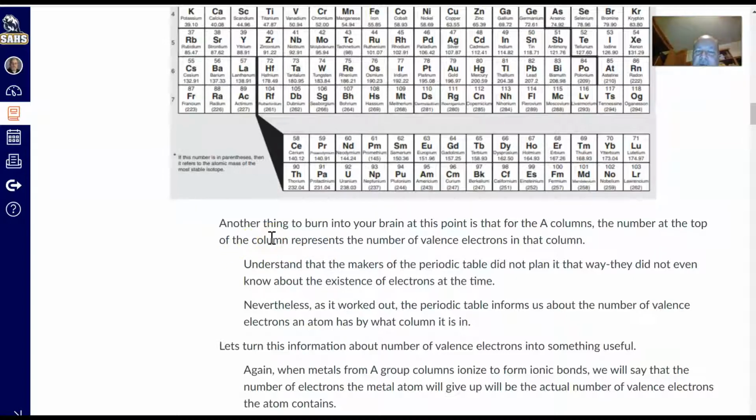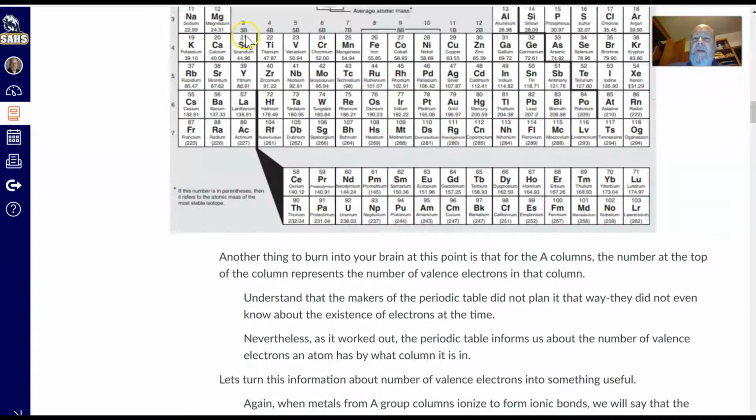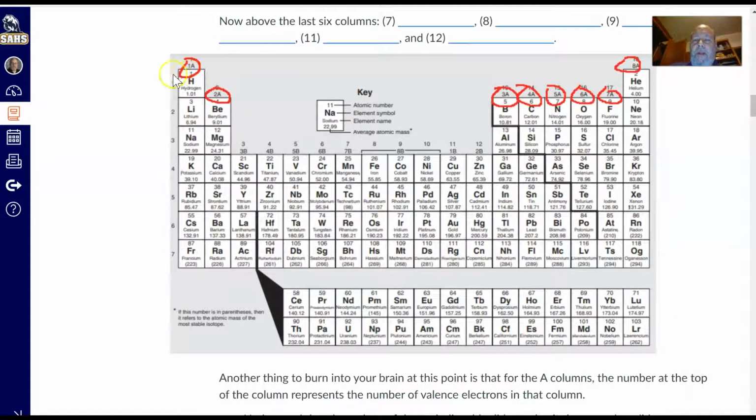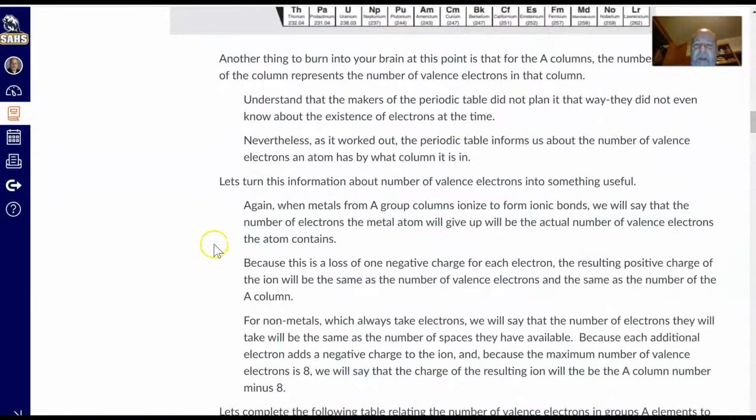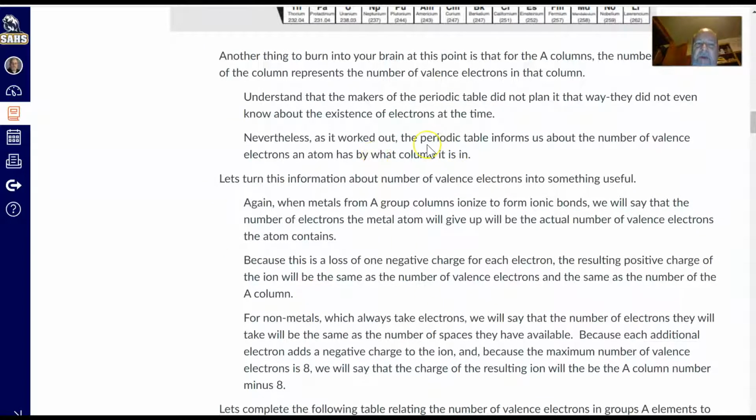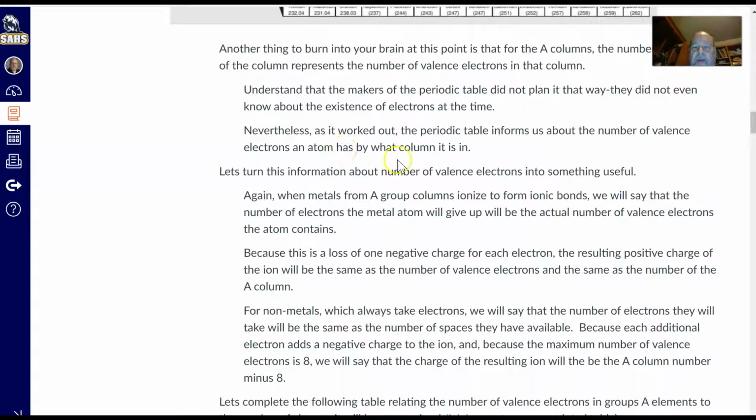And understand that the makers of the periodic table didn't actually plan it this way, okay? They didn't know anything about valence electrons when they created the periodic table. They didn't know that the first column elements had one valence electron in their outer shell. They didn't know that the second column elements had two valence electrons in their outer shell. They didn't know this. Nevertheless, as it worked out, the periodic table informs us about the number of valence electrons an atom can have or has by what column it's in.